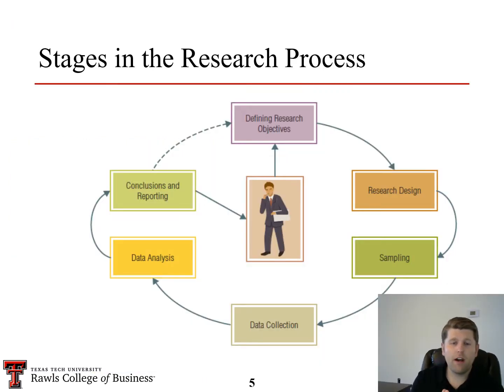Now, this provides a general overview of different stages in the research process. We start by defining our research objectives. Then we design how we're going to go about doing that research. And we're going to talk about different ways that we can design our research in the following slides. We would then sample our customers or our consumers or our potential audience and collect that data, then analyze the data and report that data out to some manager.